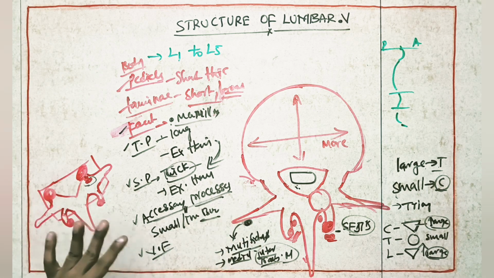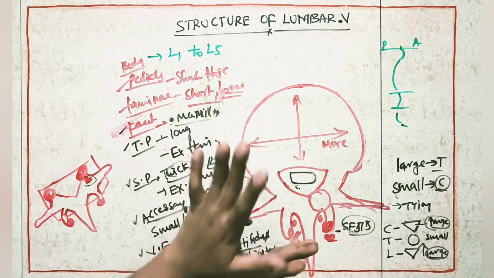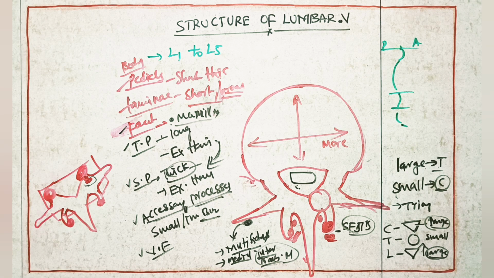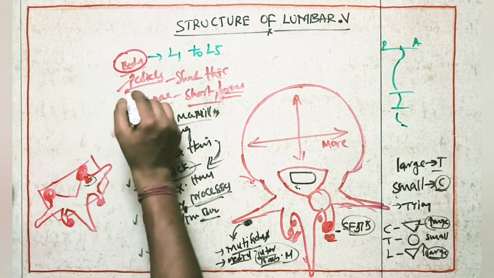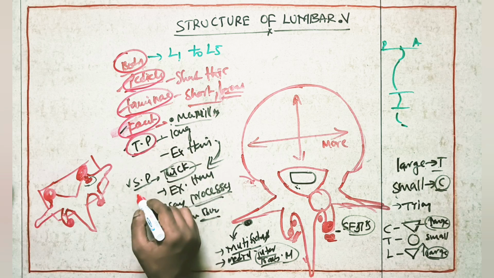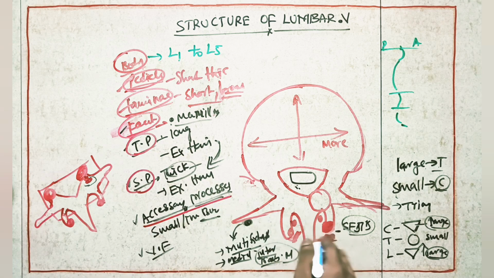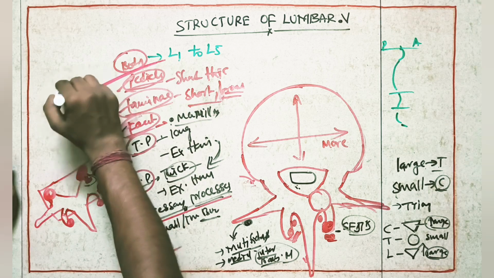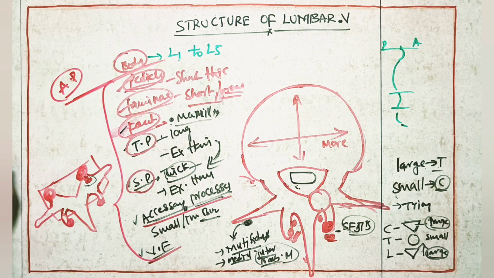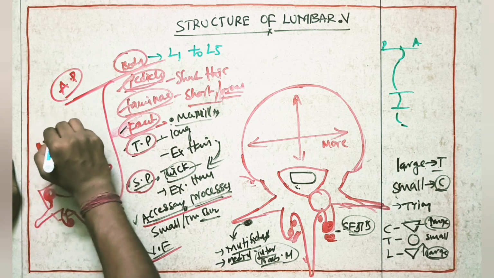So this is about the characteristic features of the typical lumbar vertebra. Whenever we are seeing a vertebra, we should first see the body of the vertebra, pedicles, laminae, facets, transverse process, spinous process, the accessory process in the lumbar spine, and then the vertebral foramen. The body is the anterior part of the vertebra. Remaining all we can put under one heading, the arch of the vertebra.